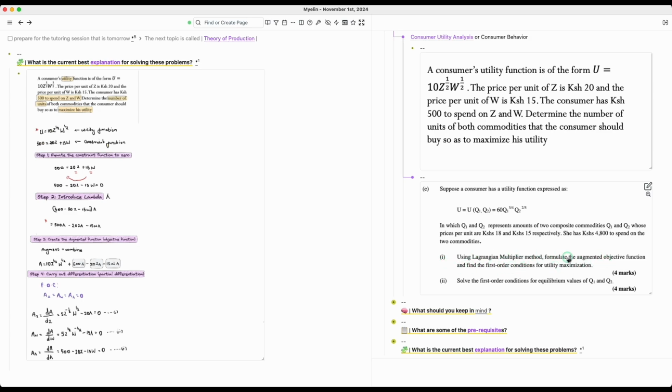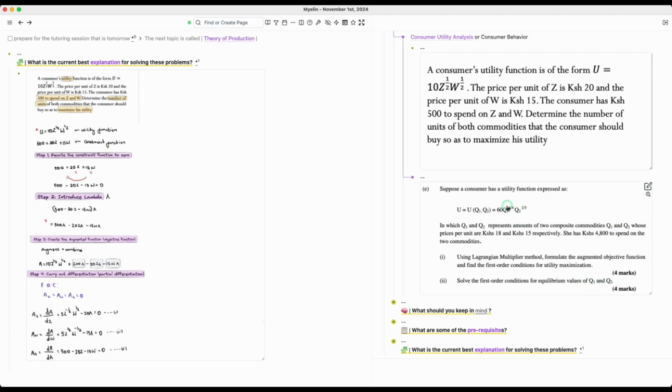We have formulated the augmented objective function, that is this function that we came up with, and we have solved for the first order conditions for utility maximization. That's the 3 equations that we've come up with. We are now going to proceed to solve the first order conditions for equilibrium values of Q1 and Q2.